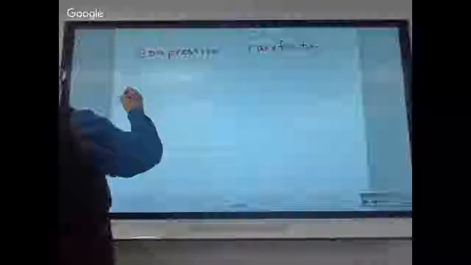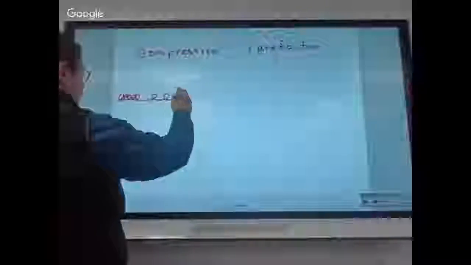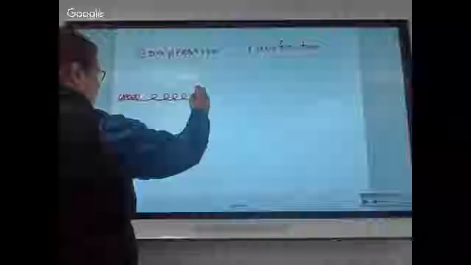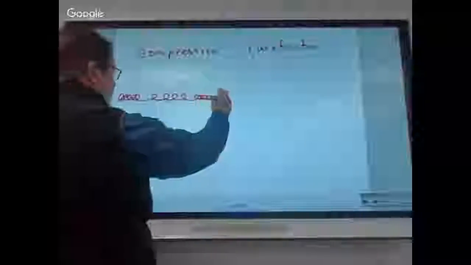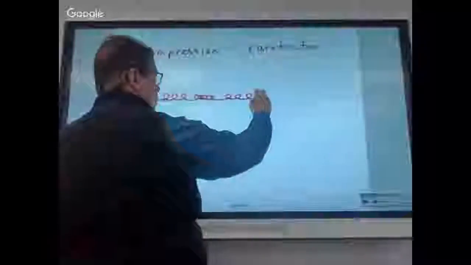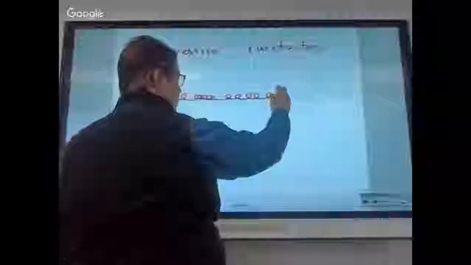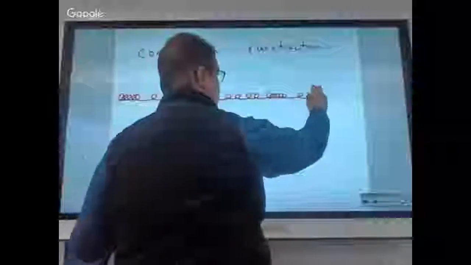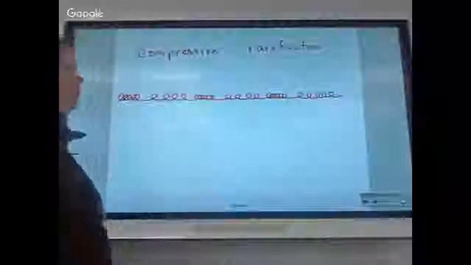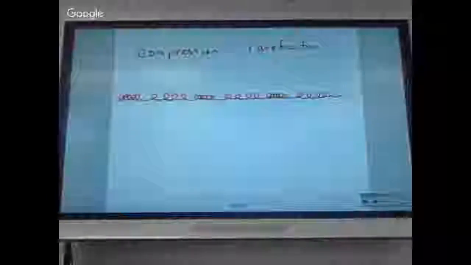So if you use a slinky, the loops have to be close together. And then the loops have to be far apart. Then the loops have to get close together, and then spread apart again. Okay? That's a compression wave.